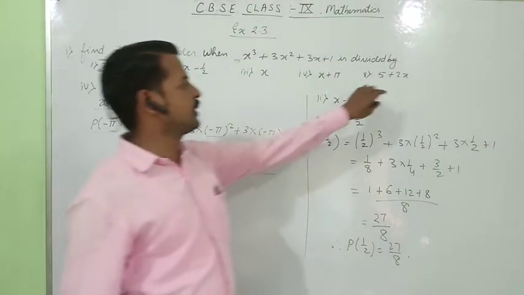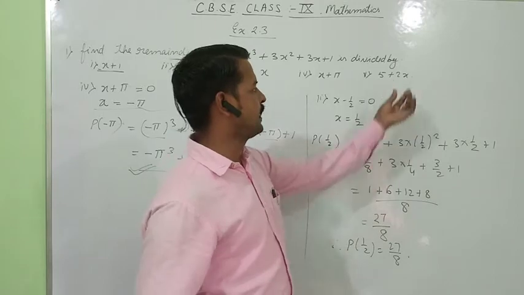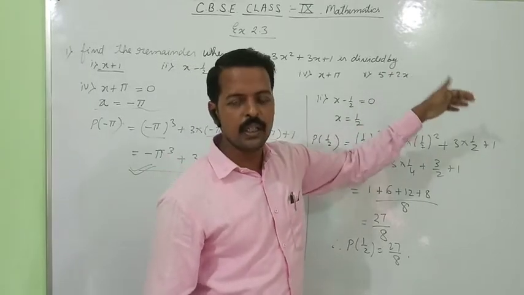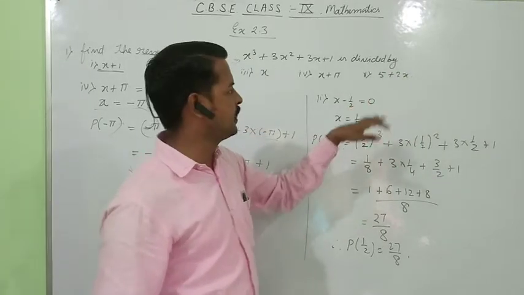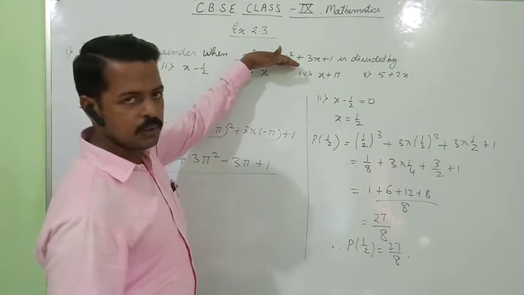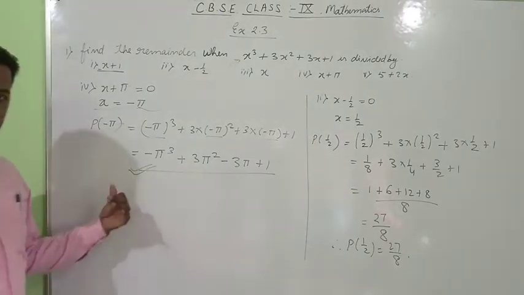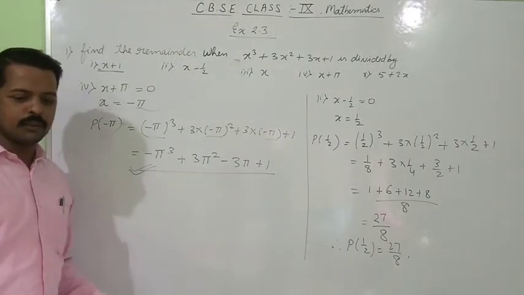Now simply this one, 5 plus 2x. Again, what will we do? We will take 5 plus 2x equal to 0 and find the value of x, which will be minus 5 by 2, and we will substitute it over here to get the remainder. I hope you all understood this question. Please pause this video and note it down. We will do the next question.